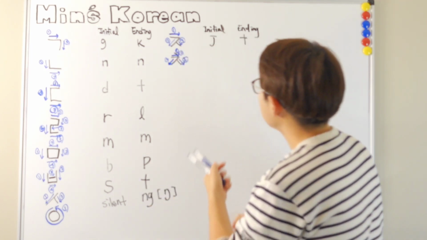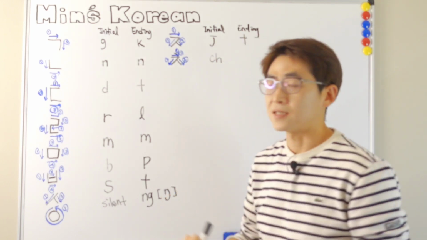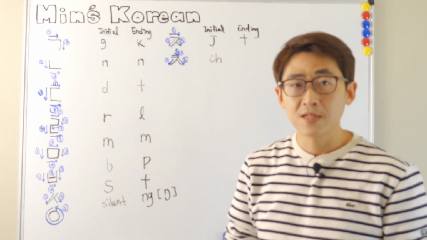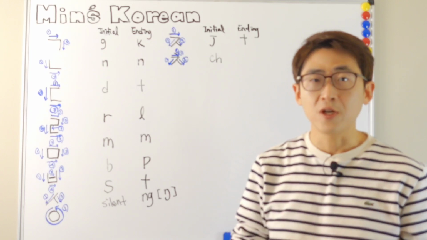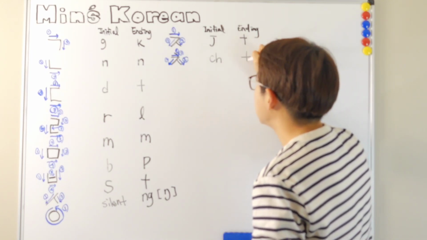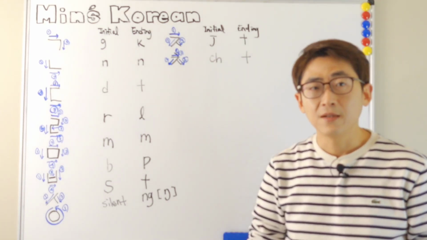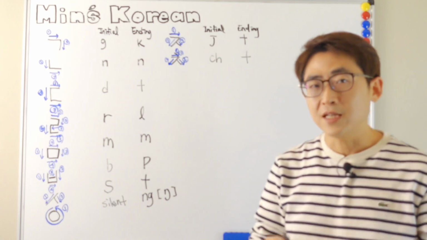And when it's used as an initial consonant, it makes the sound of ch, as in chin. Okay? However, when it's used as an ending sound, it makes exactly the same sound with the one on the top, 지읒. Okay? And let's move on.